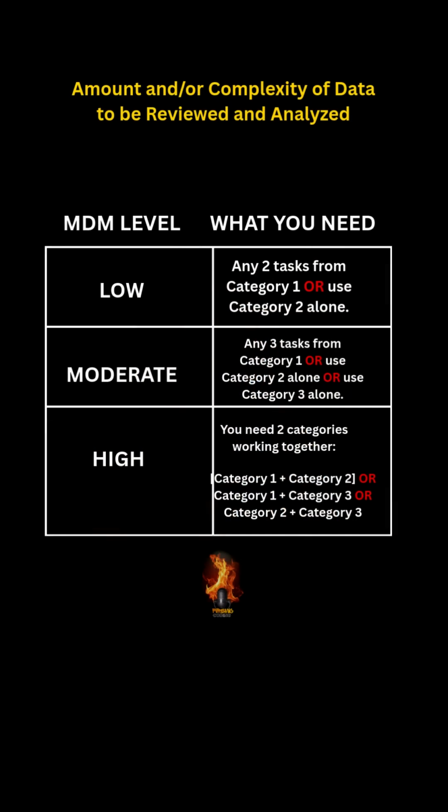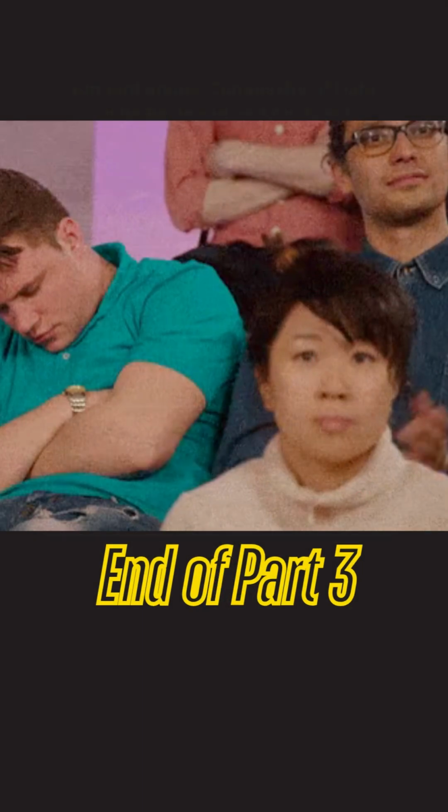Low MDM level, you need any 2 tasks from Category 1 or use Category 2 alone. Moderate level, you need any 3 tasks from Category 1 or use Category 2 alone or use Category 3 alone. High MDM level, you need 2 categories working together. That could be Category 1 and Category 2, or Category 1 and Category 3, or Category 2 and Category 3.